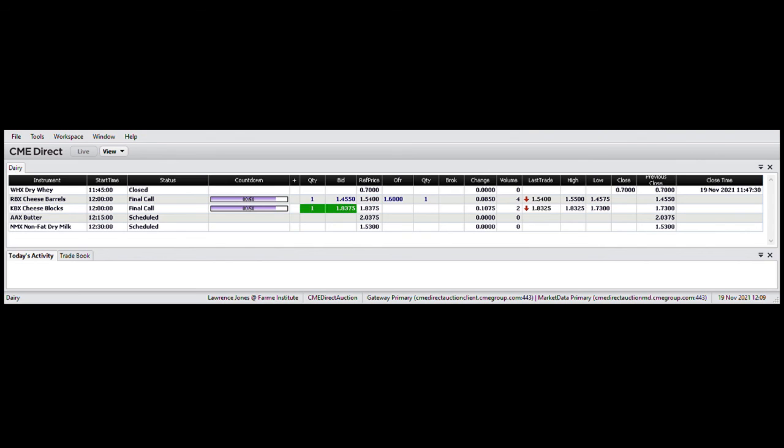This final call is fairly active. We'll actually have 5 more loads of barrels sold and 1 more load of blocks sold. And so when we're done, we'll see what the final prices were, and that will kind of get translated into how prices get sold this next week.